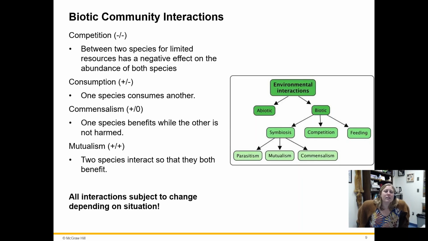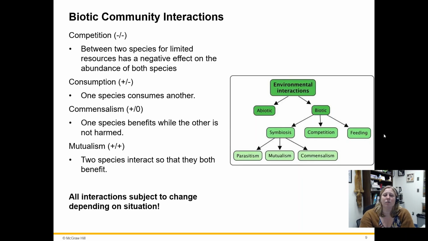While consumption could be one organism eating another, it could be something else. It could be commensalism. It could be mutualism. It could be any number of things. That being said, when we look at it from a very straightforward point of view, most things fall into one of these, and I'm going to talk about all of them a little bit.